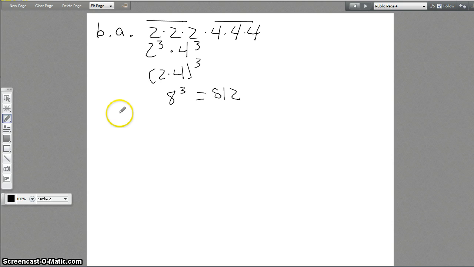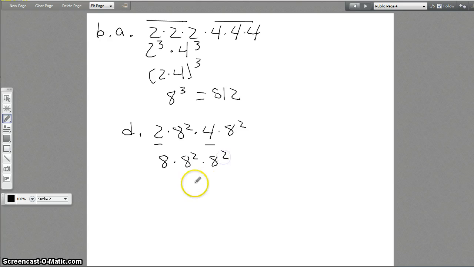So let's look now at part D. In part D, we have 2 times 8 squared times 4 times 8 squared. Well, notice we have a 2 times 4. 2 times 4 is 8. So we have 8 times 8 squared times 8 squared. We're just multiplying numbers that have powers. When you multiply numbers that all have the same base and also have powers, you just add the powers. We have 1 plus 2 plus 2. That means 8 to the 5th. And 8 to the 5th is 32.